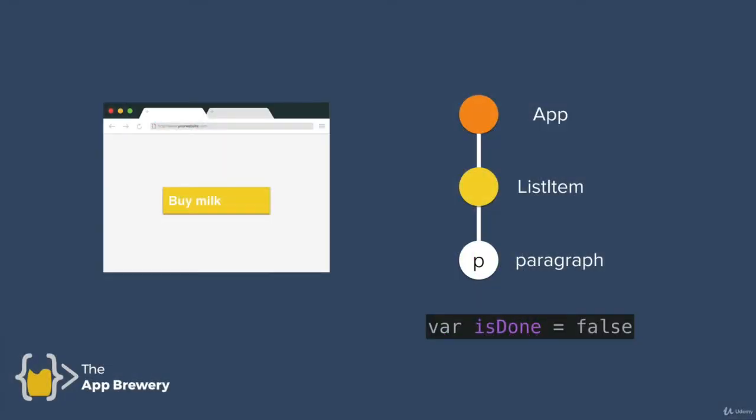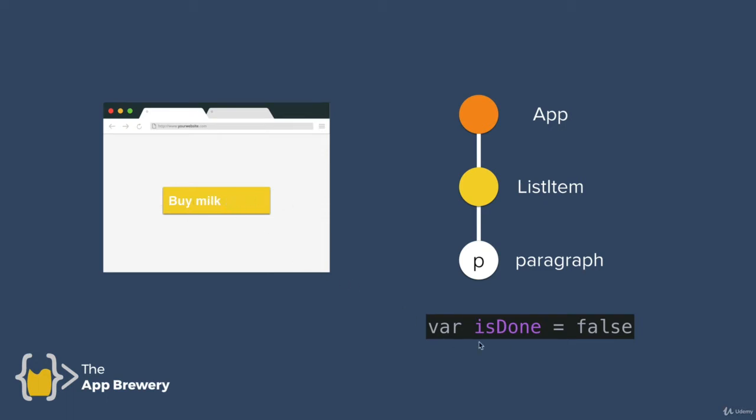Let's say that we created a to-do list app, right? And this is a very simple example. We've just got an app component. Inside, we've got a list item component, and the list item just hosts a single paragraph of text. Now, let's say that what we wanted to happen is when we click on this list item, then we want the text inside to have a line through or a strikeout.